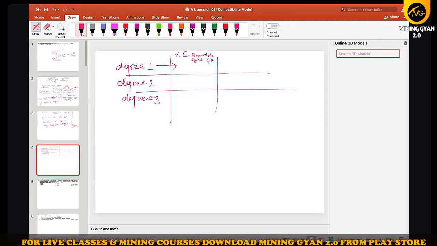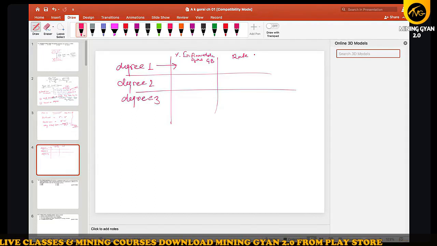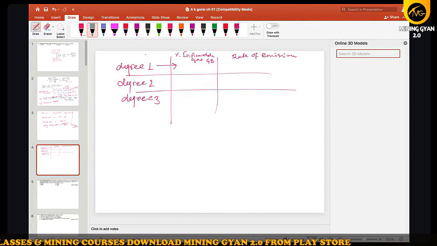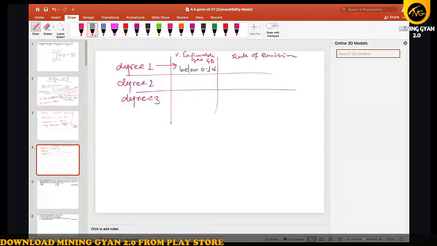In general body है ना, और rate of emission. So अगर डिग्री 1 है और अगर जनरल बॉडी में इन्फ्लेमेबल गैस बिलो 0.1% है तो वी कॉल इट डिग्री 1. अगर मोर देन 0.51% है तो वी कैन कंसिडर एज ए डिग्री 2 और डिग्री 3.